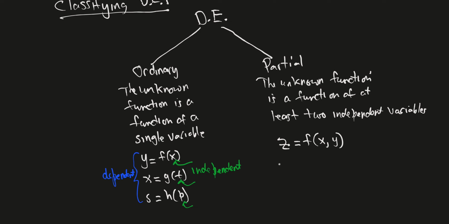Or you might have that w is a function of x, y, and z, where this implies that my dependent variable w depends on these three independent variables, right? And then you could have more. You could have something like this: q is a function of x1, x2, x3, x4, x5. You could have functions like this, where your function q depends on these five independent variables, right?